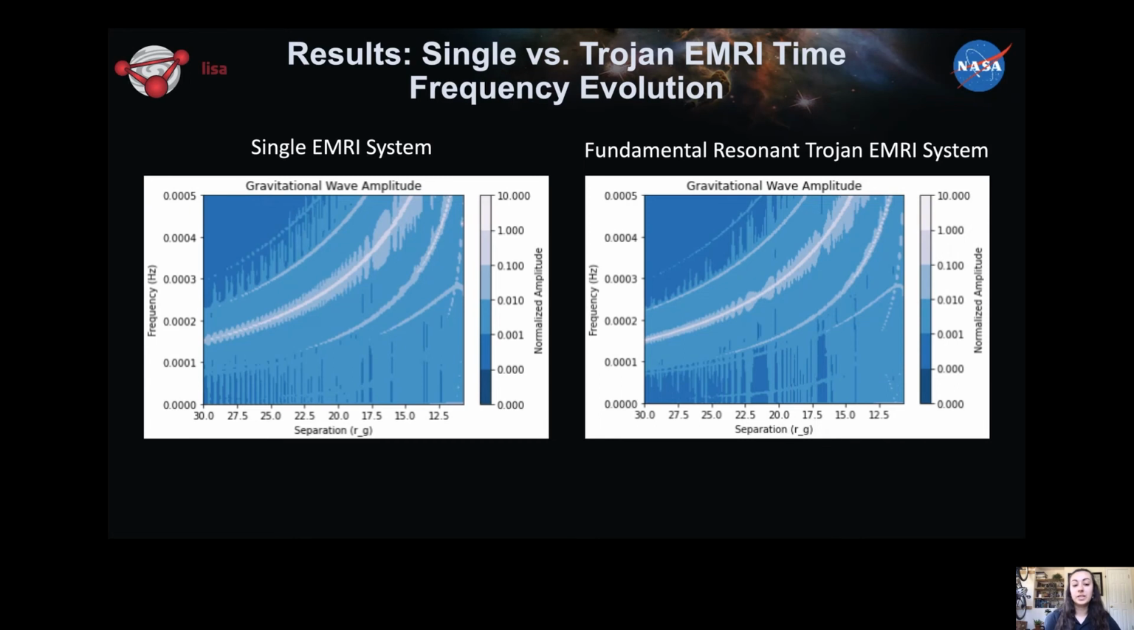And so here we can see that there's relatively no difference between this non-eccentric single Emery system and the fundamental resonant Trojan Emery system within these gravitational wave amplitude plots. And because of this, this actually represents the fact that the LISA mission will not be able to detect a difference within its signals from a non-eccentric single Emery system compared to the fundamental resonant Trojan Emery system.